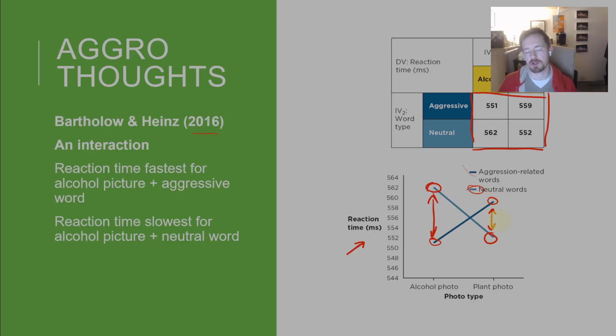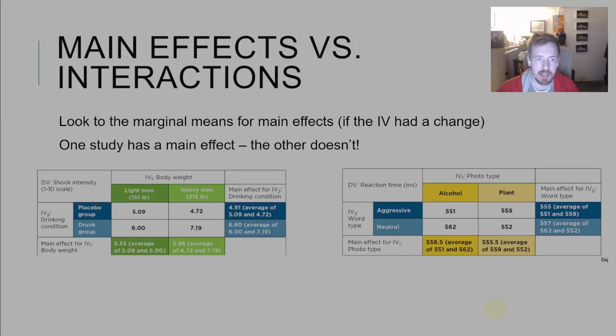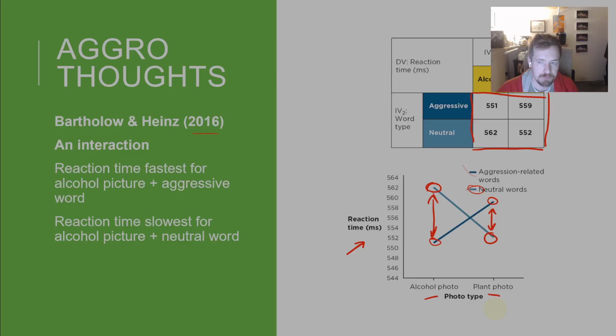So which words come to mind first? Well, it depends. It depends on if there was a picture of alcohol or a picture of the plant. This is an example of an interaction. Does that make sense? I'm trying to think if I missed anything here.